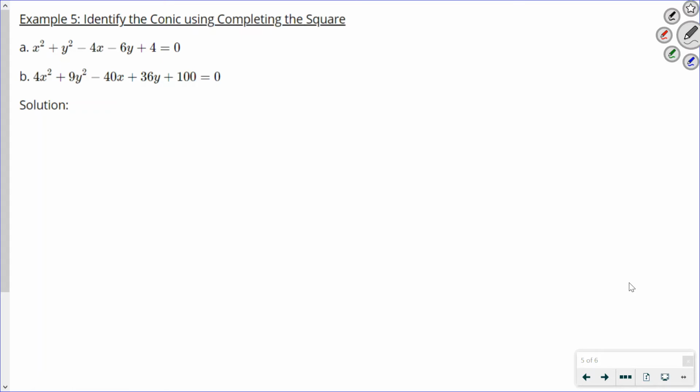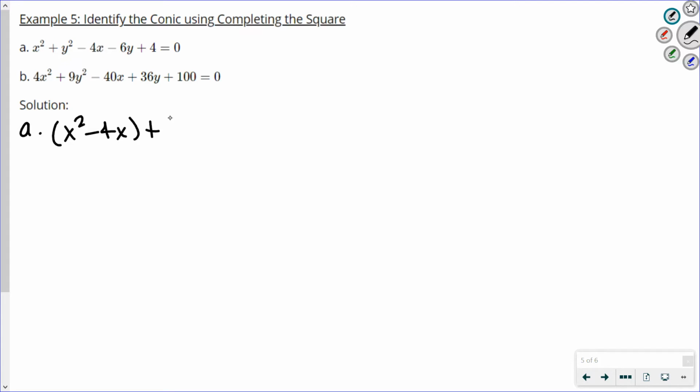Final example here, we're going to use completing the square to identify whether the expanded form given to us is a circle or an ellipse. So let's start with letter A. What we're going to do is group all our x's first. So x squared minus 4x.